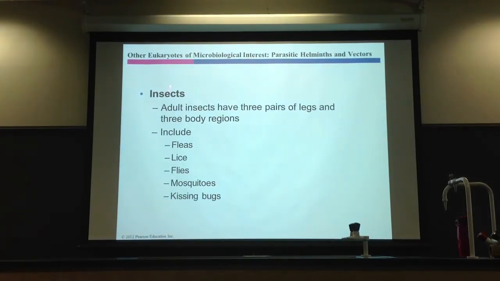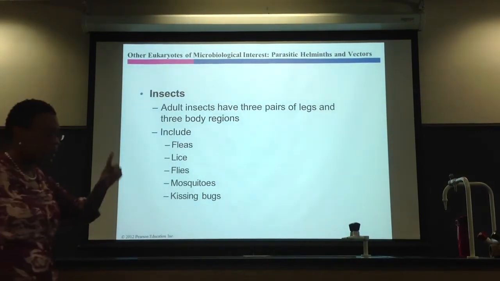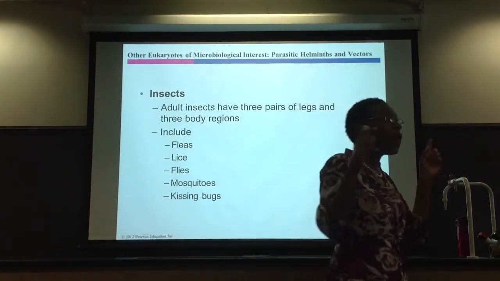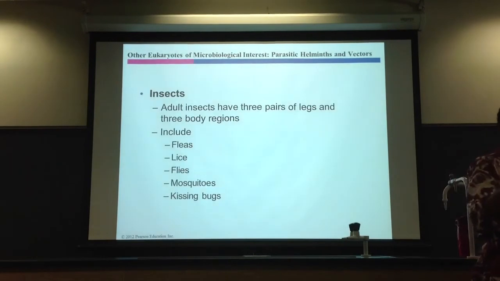So in the insects, we have fleas, lice, flies, mosquitoes, and kissing bugs. Let's go to our fleas, all right? Now, fleas don't have wings. Now, insects, let me tell you right now, insects differ in terms of their body. The only thing all insects have in common are what? 6 legs, a head, a thorax, and abdomen. That's it. They can have wings, no wings, sucking mouth parts, biting mouth parts, etc., etc.